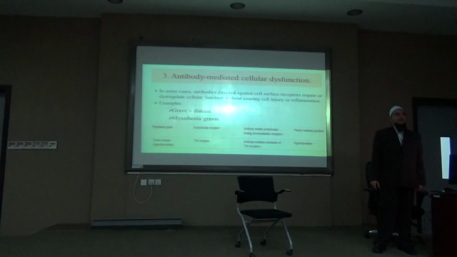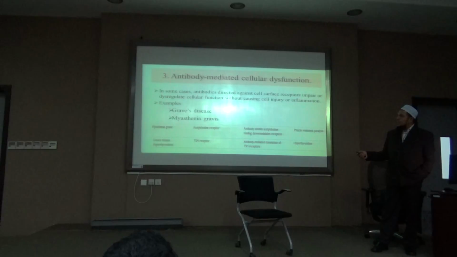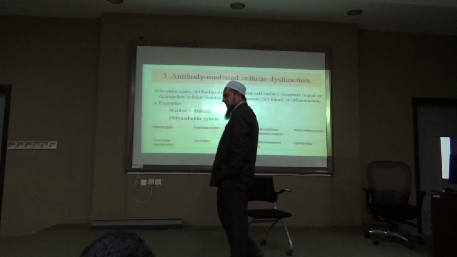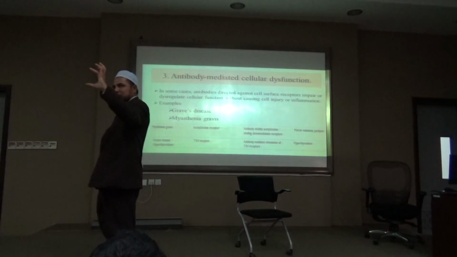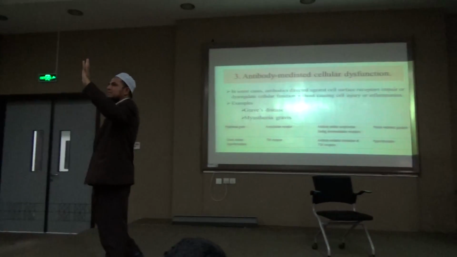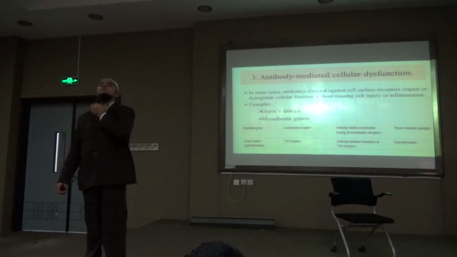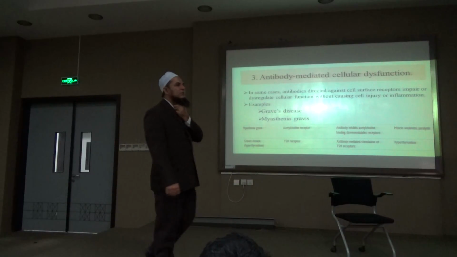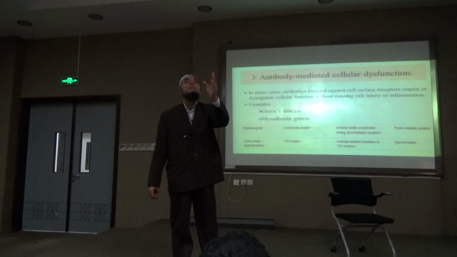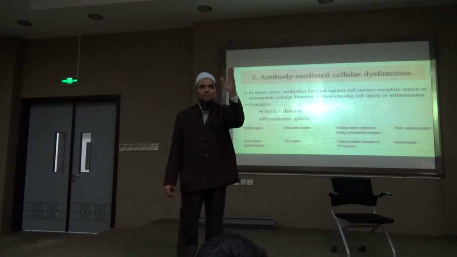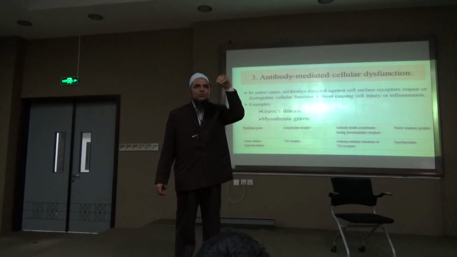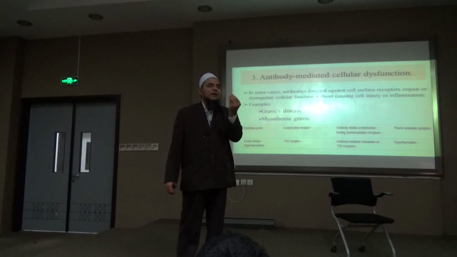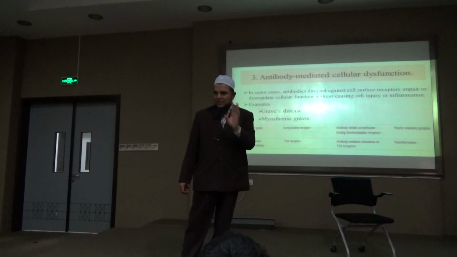Third is antibody mediated cell dysfunction, and again here what will happen? There is one cell performing its normal function, for example the thyroid gland. The thyroid gland is under the control of the pituitary, very good. TSH comes, attaches to the receptor, stimulates the receptor, the thyroid gland will be stimulated, and then there will be thyroid hormone. Is this clear?